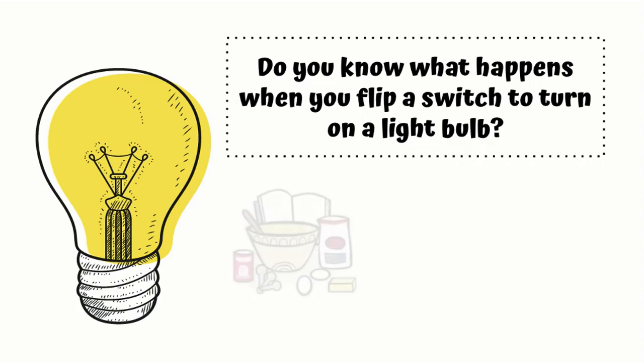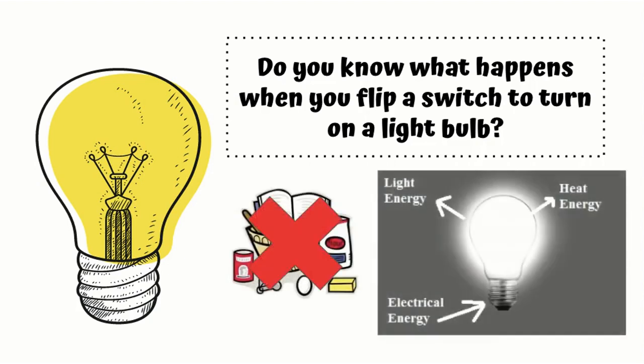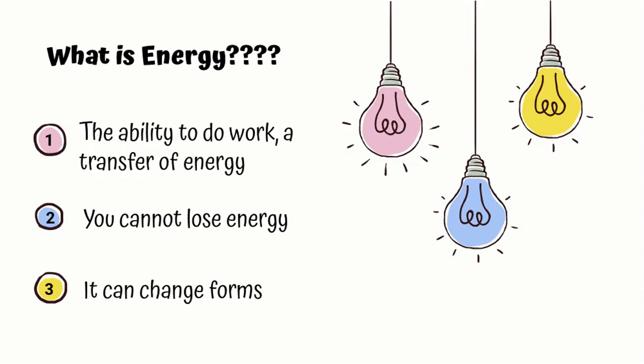Yesterday we talked about how energy is not made and that it is transferred. When we look at the light bulb, energy is transferred through electrical energy, and then when we turn on our light switch, light comes out as well as heat. Things we also talked about yesterday was that energy is the ability to do work or is a transfer of energy, and that we cannot lose energy, but it can change forms. So we talked about the 3 different types, but today we are going to focus on kinetic and potential energy.